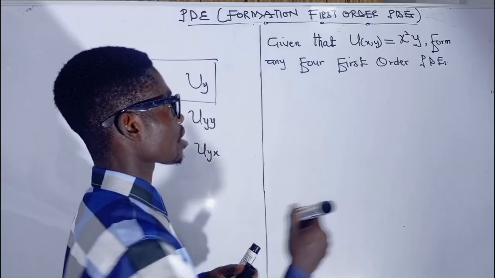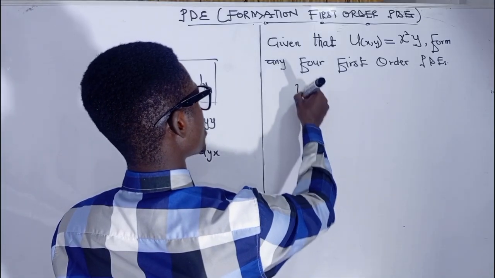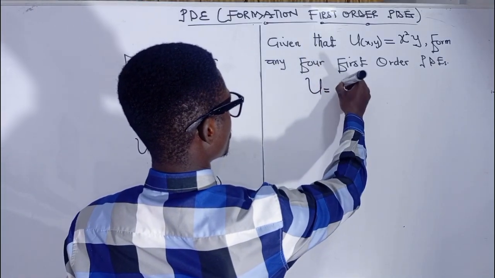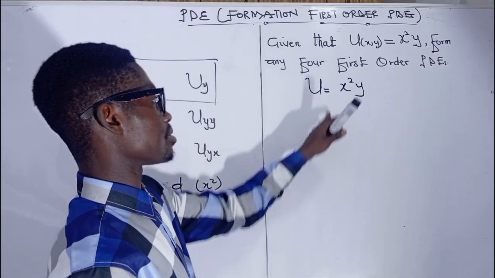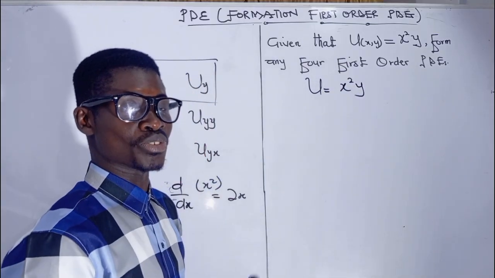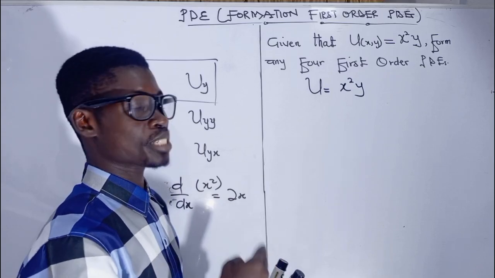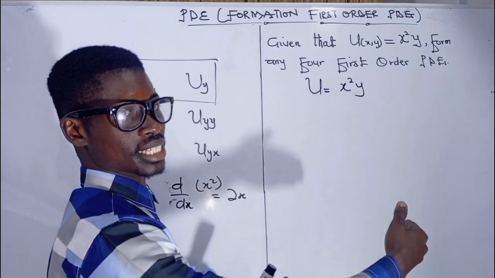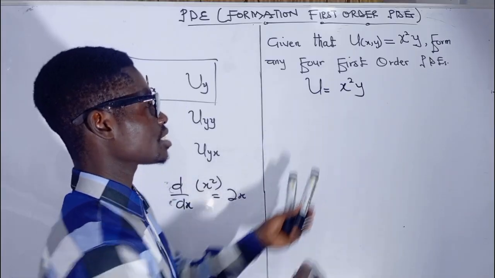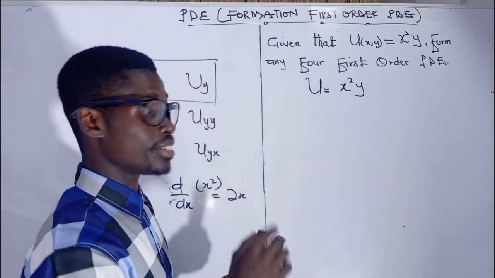So let's start. Our function is u is given as x squared y. So once you have your function, the next thing to do is to take the first partial derivative of this function with respect to x, and then we take the first partial derivative of this function with respect to y. Very easy.